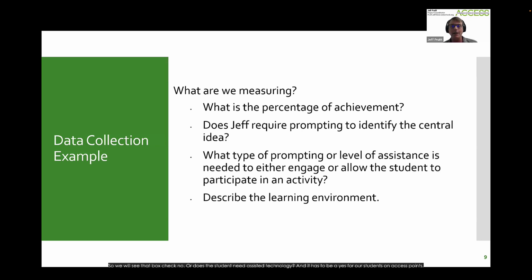So we will see that box checked no, or does this student need assistive technology? And it has to be a yes for our students on access points. It may be a no for any other students, but it has to be a yes for our students on access points. But then we won't see any information in the PLAF statement that backs it up. So you guys have to make sure, or whomever you're working with needs to know where this stuff needs to go.